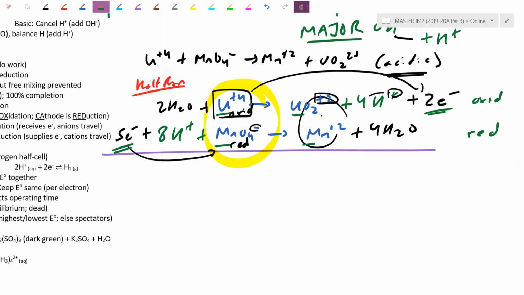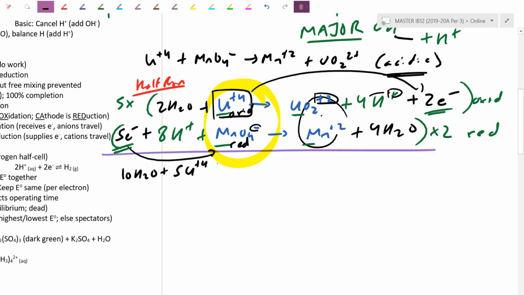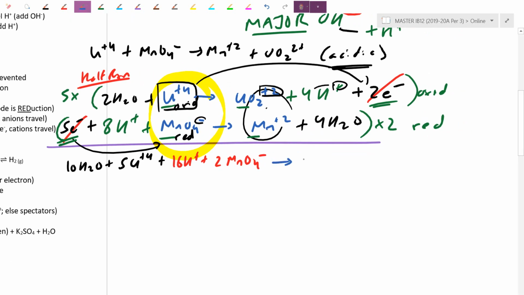We don't want to have any free electrons at the end of the day, so I want to do lowest common multiple. 2 and 5 both go into 10. So let's imagine taking this first equation times 5, this bottom equation times 2, and basically you just scale the whole equation up. So this becomes a horrendous mess here. 10 waters and 5 U plus 4. I've already set it up so the electrons cancel, so you don't need to worry about those ones. 2 times H plus would actually give you 16 H plus and 2 permanganate. That's on the left-hand side. On the right-hand side, double check my numbers, 5 UO2 plus 2 and 20 H plus. Then ends up giving you 2 manganese and 8 waters.